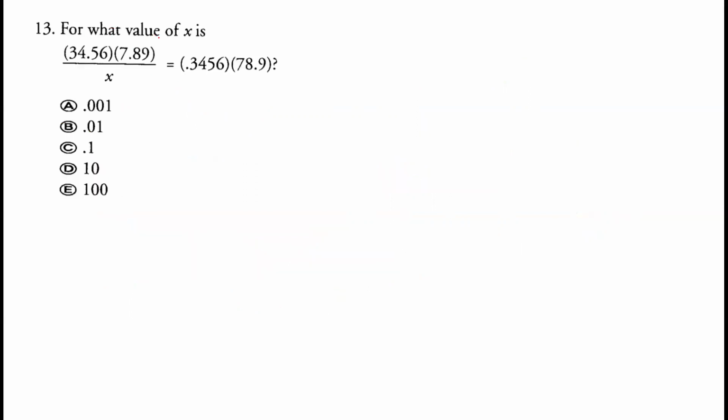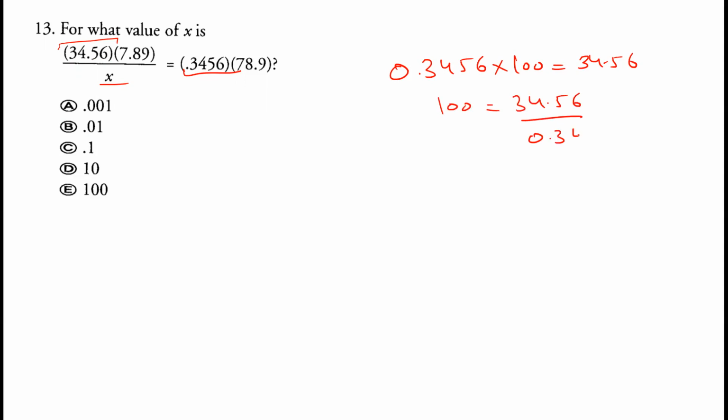Now for what value of X? We need to find out the value of X. It might seem quite daunting, this question, but again, it's not a difficult question. We have similar numbers: 34.56, and over here we have 0.3456. One thing for sure, 0.3456, if you multiply this by 100, what do we get? 34.56. So I can say 100 equals 34.56 divided by 0.3456.